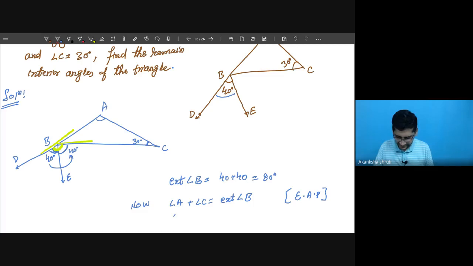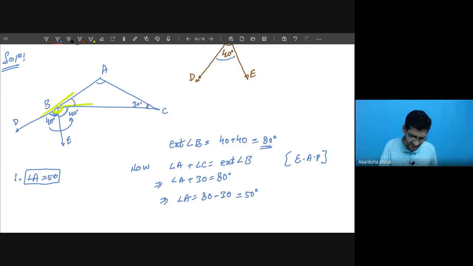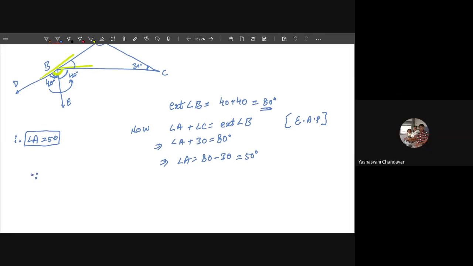So the angle A that we need to calculate, but angle C is given in the figure. The exterior angle 40 plus 40 is, sorry, only 80. So angle A is nothing but 80 minus 30. It is our 50. So angle A we have calculated as 50 degree. It is one of the angles that we have calculated. Now, what is the other angle? This angle, angle B. What is angle B? 100. Very good.